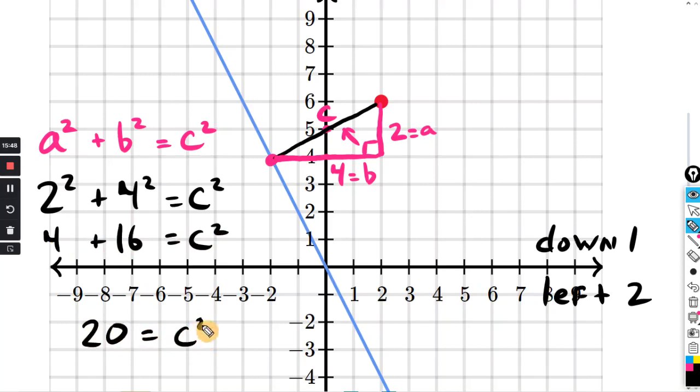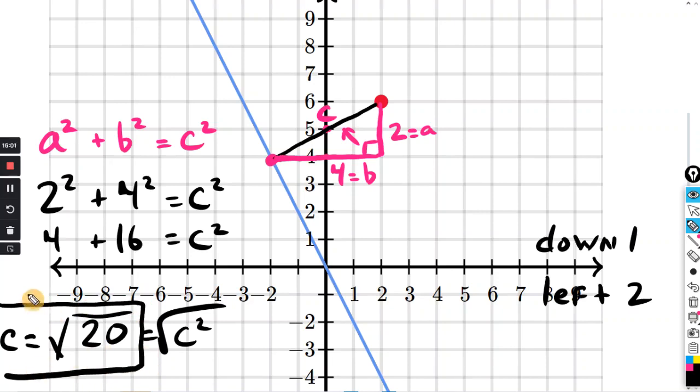And since C is squared, the opposite is to take the square root of both sides. The square root of C squared is just C. Square root of 20, that's a decimal. We do not want a decimal. We want to leave that as is. So square root of 20 is your final answer.